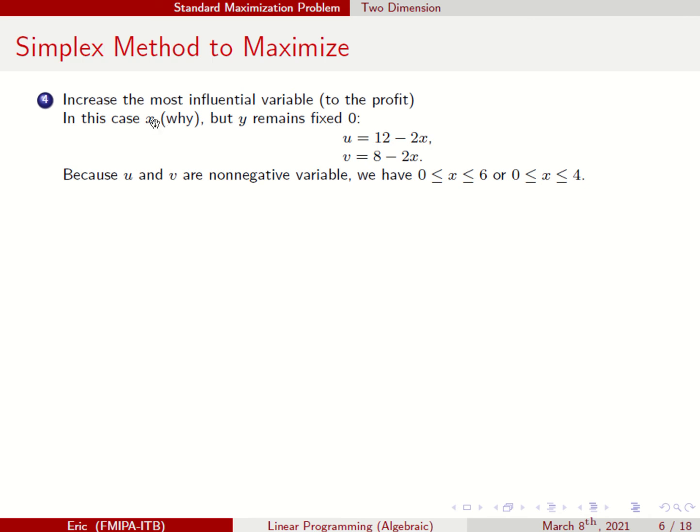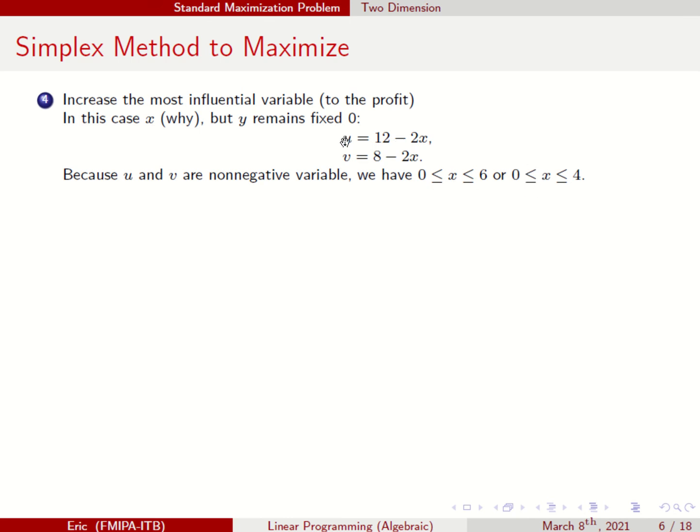So how can I increase x? What is the maximum of x that I can choose? If I substitute y equals 0, you have u equals 12 minus 2x, and v is 8 minus 2x. Don't forget x, u and v should be greater than or equal to 0. x and y should be greater than or equal to 0. So you have this one.